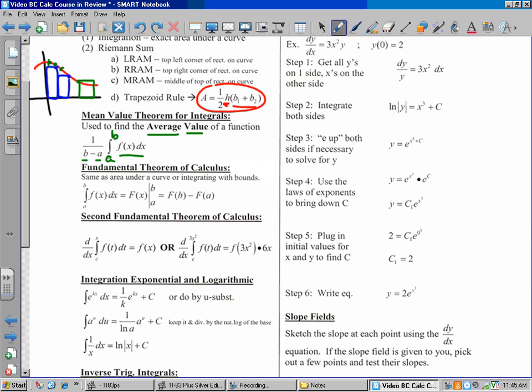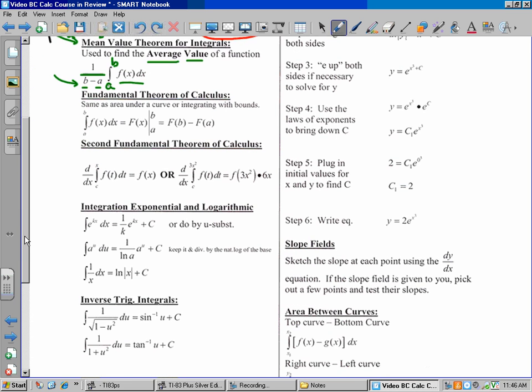So let's go back to this here. Say there were 1,000,000 y coordinates that you wanted to add up and then divide by the total number that you had. That's kind of how the average value works. That's how the mean value theorem for integrals works: it gives you the average height, or the average y coordinates, of the function over a particular bound, from a to b.